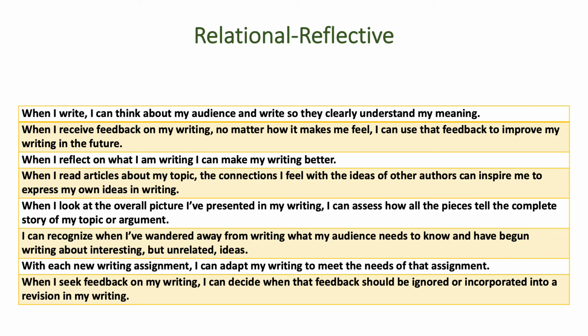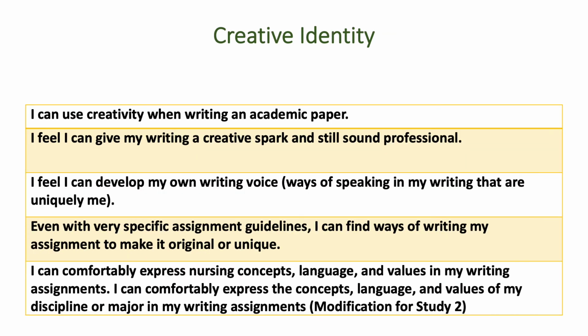The largest subscale, the relational reflective subscale, included 8 items that focused on audience awareness as both a writer and a reader of others' writing, ability to use feedback, and ability to reflect upon their own writing. The last subscale, creative identity, combined items originally in the creativity domain and the identity domain, which the model already showed to be very closely linked.